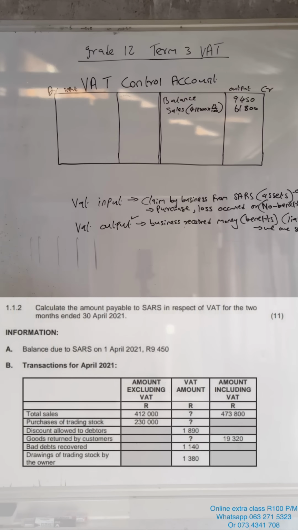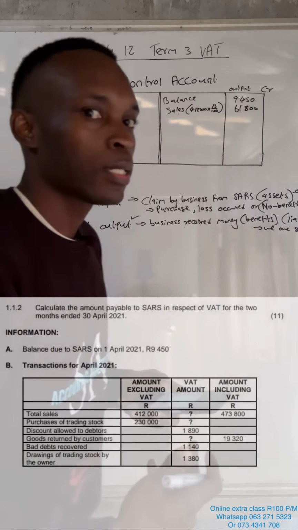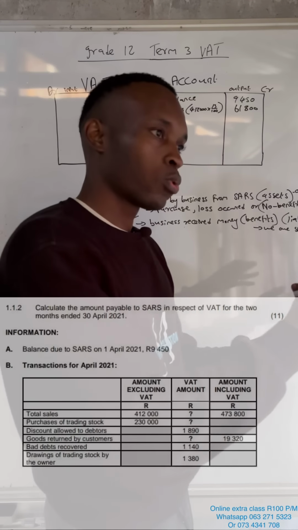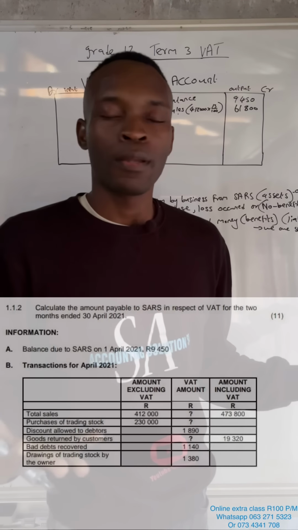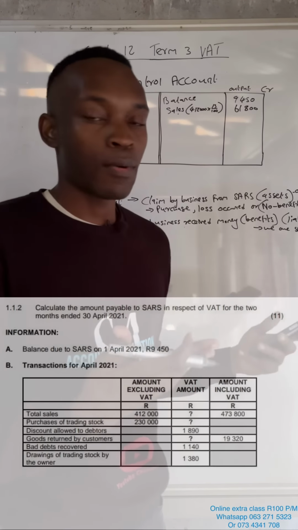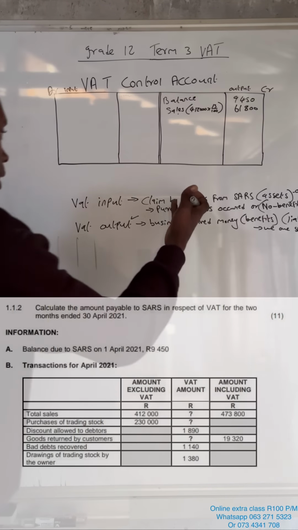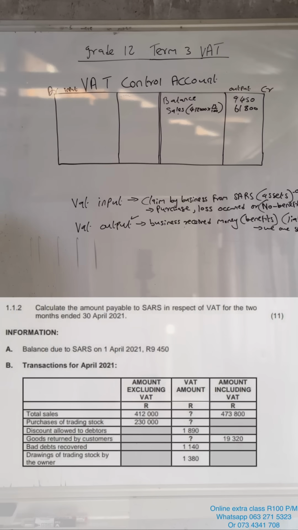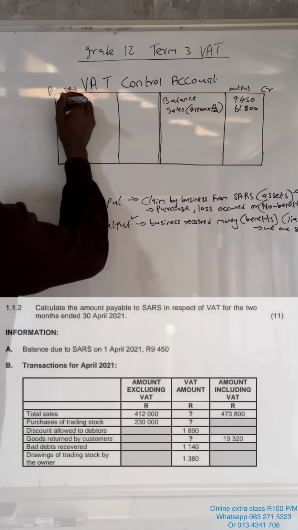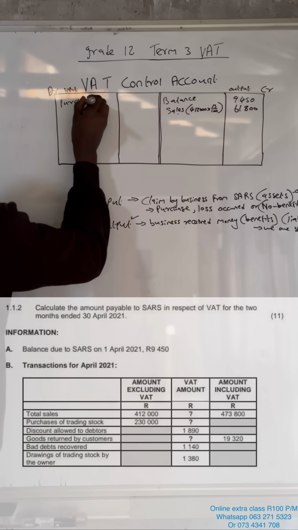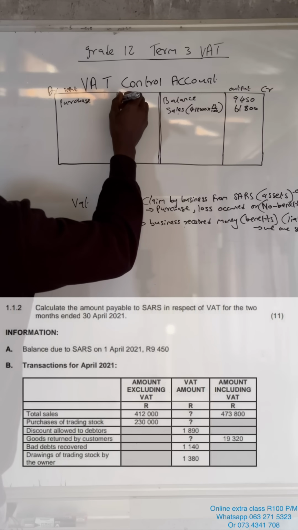Okay. Then the next one, a purchase. Because we purchase, our money goes out. We didn't receive any money, which means that SARS is the one that must give us a claim. Okay, we have to claim. So which means that it's gonna come this side, a purchase. Whether it's cash or credit, it doesn't matter.